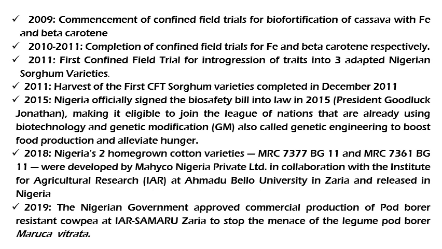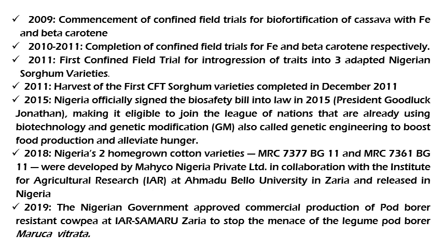By 2011, we have 3 adapted Nigerian sorghum varieties. The confined field trial was completed. Why confined field trial? When we are carrying out biotechnology, you have to ensure that there is no harm done to the environment. And this is done by planting those GM crops in an isolated environment, far away from all other crops to prevent introgression of genes into other crops.